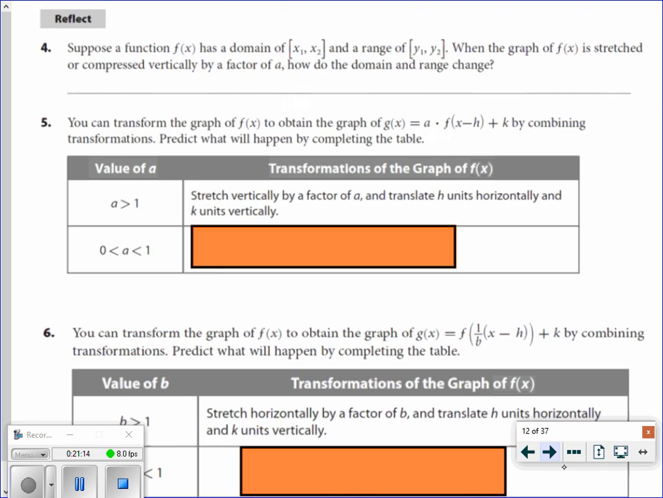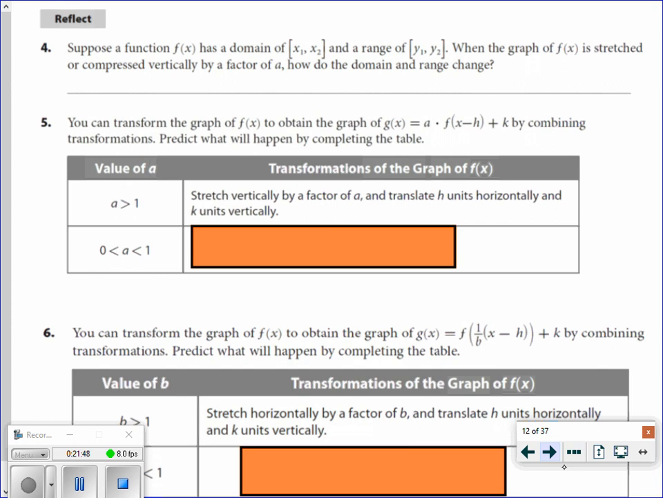We'll keep going. So now on 4, we're going to reflect. Suppose the function f of x has a domain of x1, x2 and a range of y1, y2. When the graph of f of x is stretched or compressed vertically by a factor of a, how do the domain and range change? So this is when we're stretching by a factor of a only. So actually pause the video for a bit, think about it for a little bit, what you think is going to happen to the range when you multiply f of x by a.